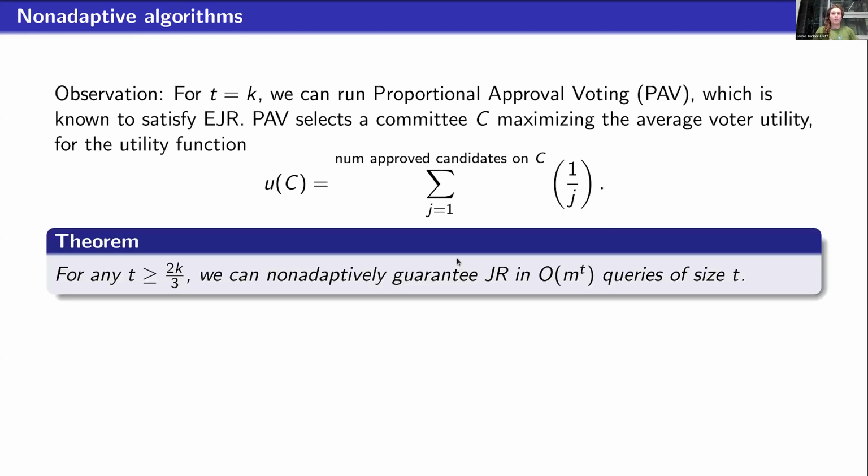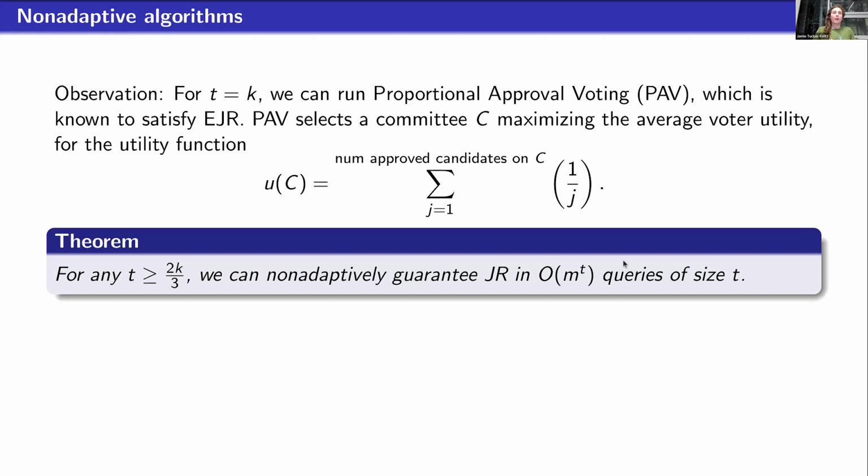We do show that you can actually do this with smaller queries. This algorithm requires queries of size T equals K. We show that you can actually do this with 2/3 K. So that's a slight improvement. It gives you a slightly improved runtime too, because this is a naive algorithm. We're going to create every subset of size T. And so it's still kind of a bad runtime when M is very large, and even if T is a constant, something like M squared might be too large.